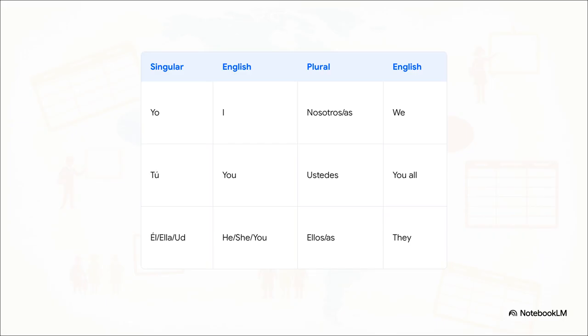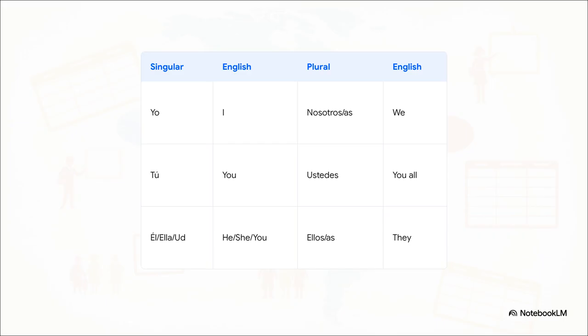First up, yo. Yo. That means I. Next, tú. Tú. That means you. Moving down, él. Él. That means he. Ella. Ella. That means she. Usted. Usted. That means you, but in a formal way. We'll talk more about that in just a second.